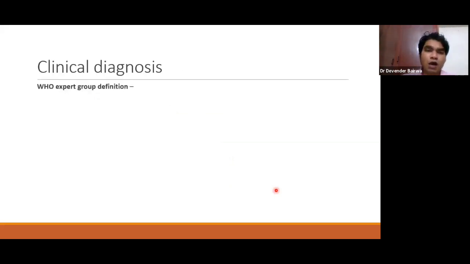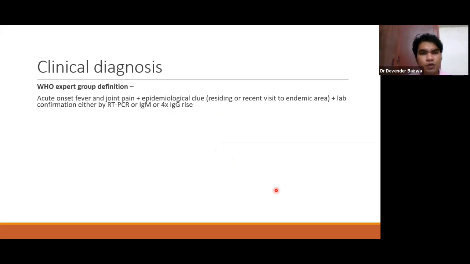Coming to diagnosis, how do we diagnose patients with chikungunya? The WHO definition is acute onset of fever and joint pains, plus an epidemic clue. It means they should either be residing in an endemic area or have recently visited an endemic area, plus lab confirmation. Generally we go with anti-chikungunya antibodies. We can look for the presence of IgM, or we can see a fourfold rise in IgG titers. Generally we are not using it clinically, but in an experimental setting you can go with RT-PCR.